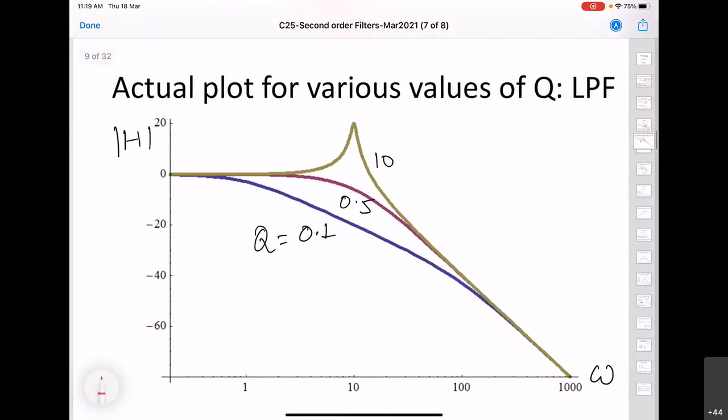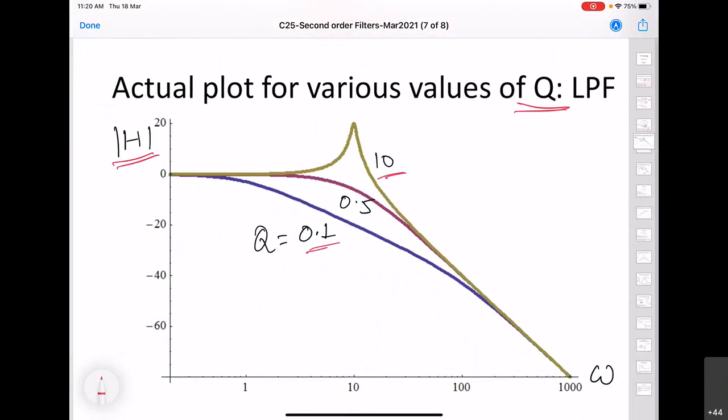Now we would like to know what will be the exact response of the transfer function that we have considered. So here I have taken three possible values of Q. Q in fact can have any value starting from very low to very high. And when you do the exact plot of the transfer function, then this is what you will get.